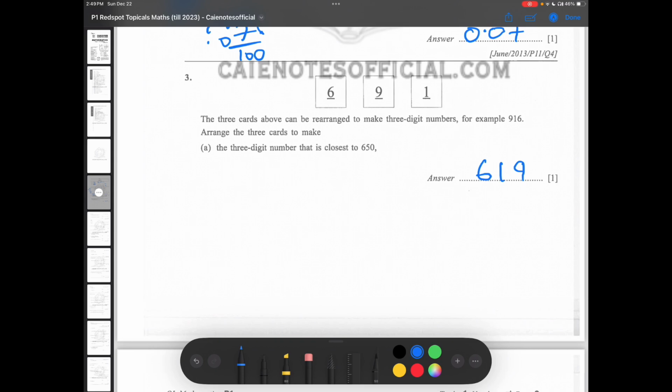If some other numbers come into your mind, let's suppose you place 9 instead of 6 as the first number, then it will be really further away from 650. So that won't be the correct answer. And even if we place 1 as the first number in place of 6, it will move really further away from 650. So that's not possible. So this is the answer of part A.